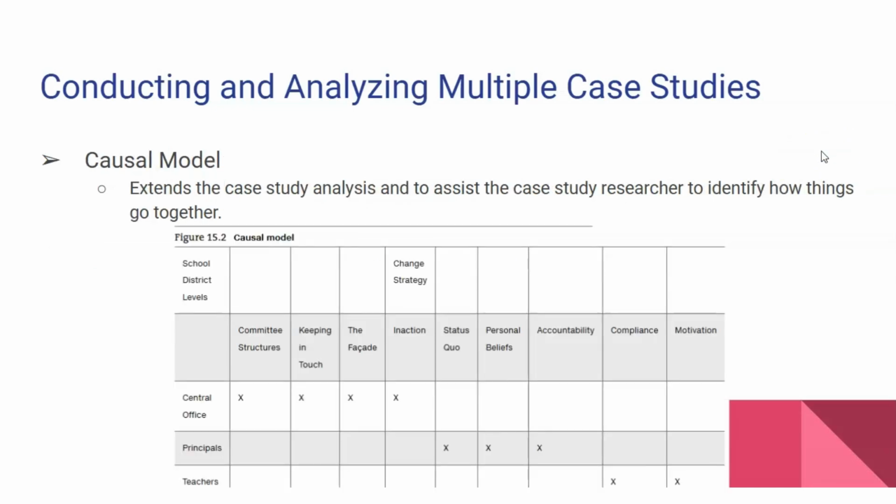Then we have the causal model, which extends the case research analysis to assist the case researcher to identify how things go together. So below is an example of our causal model, which explains the example study from Mills, where we have the central office and the principals and the other teachers organized into our causal model.